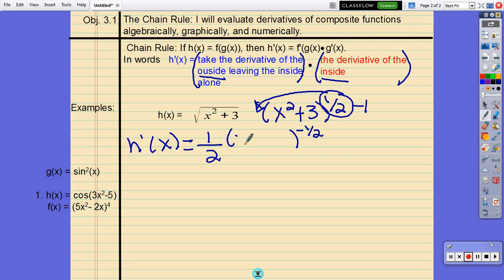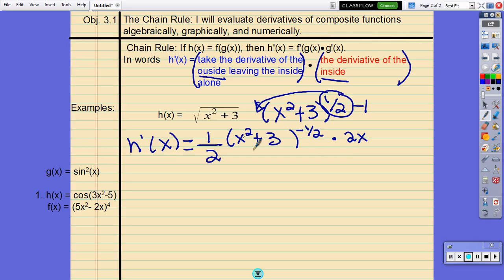So that means I have to copy everything that was inside exactly the way it is. A common mistake is for students to take the derivative here, which is not okay because you're supposed to leave the inside alone. And then you multiply by the derivative of the inside, which in this case is simply 2x. And that's it.